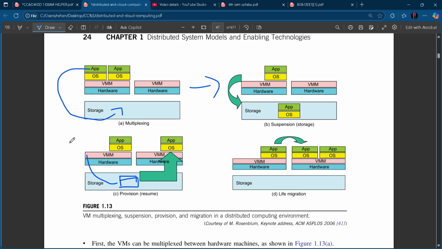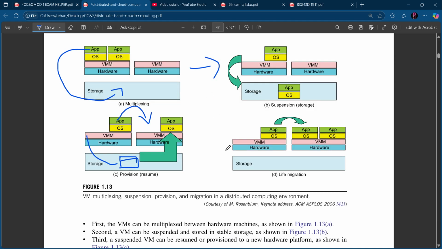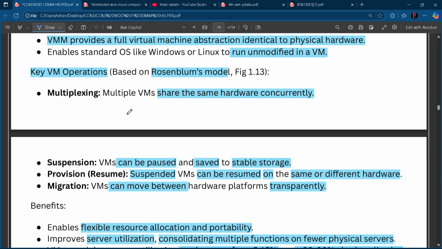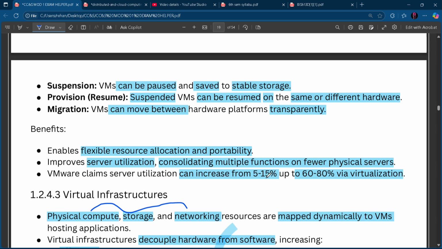Then at the end, suppose you both were here. Now what can you do? You can shift these VMs over different hardware. So from here, this thing is going here. Basically it's just one system. First it goes here, from here it goes here, and then from here it goes here. Just like that. Live migration. See here, VMs can move between hardware platforms transparently.